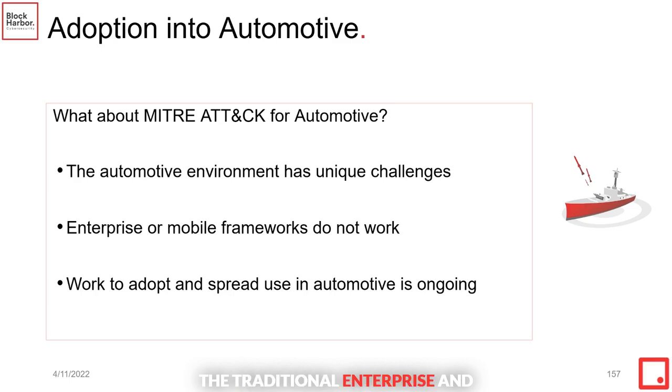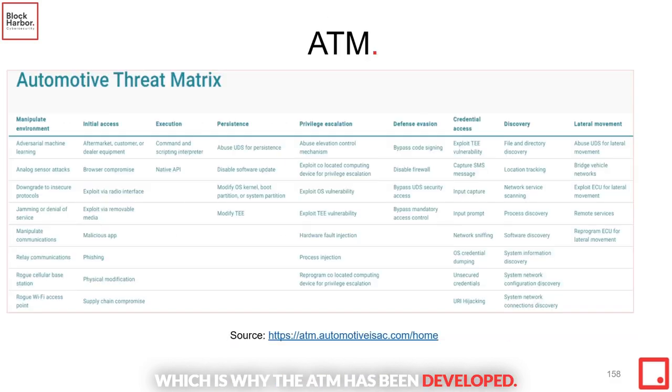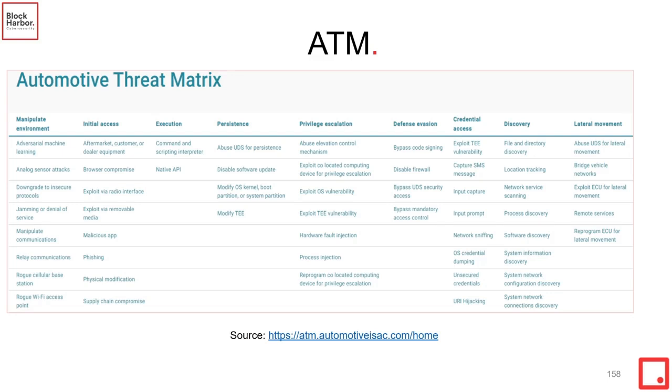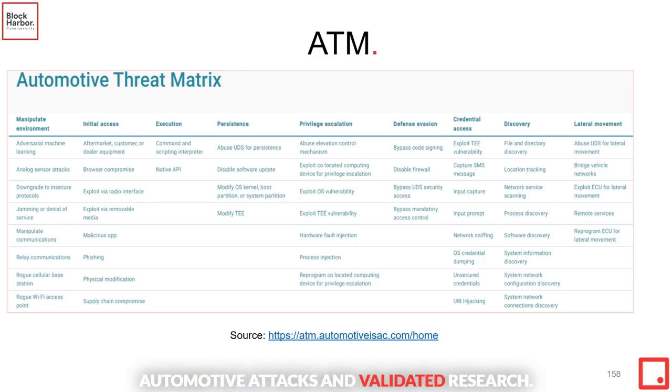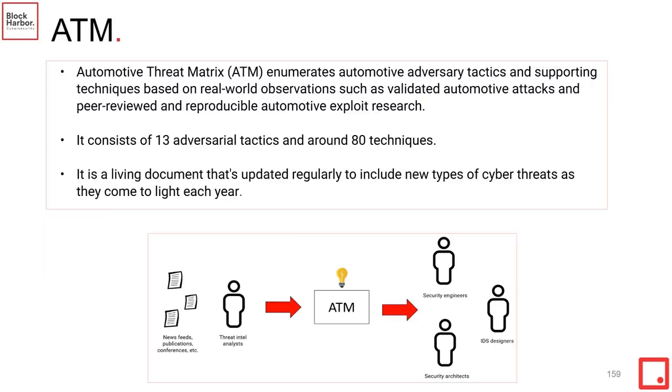The traditional enterprise and mobile frameworks don't always fit automotive environments directly, which is why the ATM has been developed. The Automotive Threat Matrix was developed to address these specific challenges in the automotive sector. Unlike the general MITRE framework, ATM is designed based on real-world automotive attacks and validated research. It currently includes 13 adversarial tactics and around 80 techniques.